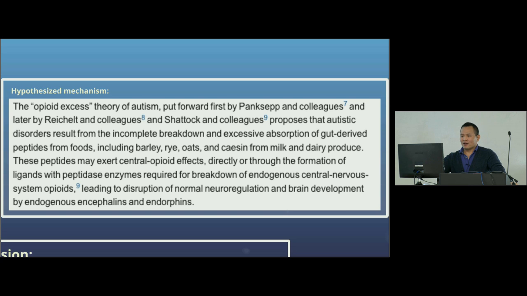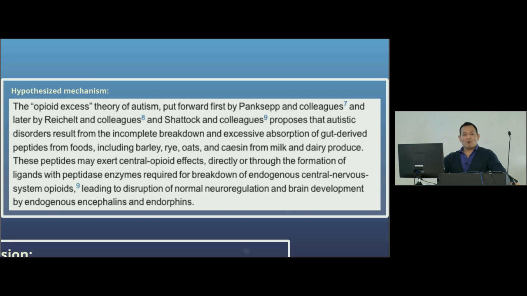This hypothesized mechanism is saying that if you have, as I mentioned before, undigested products like milk and gluten, right? They will get to your brain, and somehow create inflammation in the brain, and that leads to autism. Okay. There is no evidence of that.